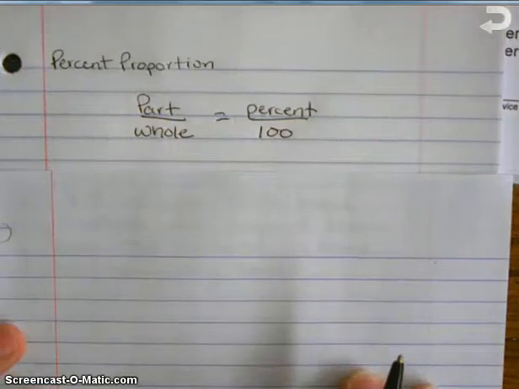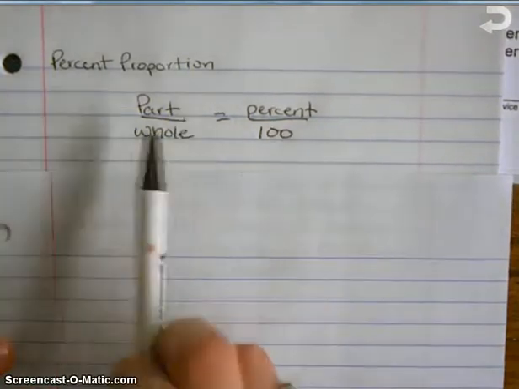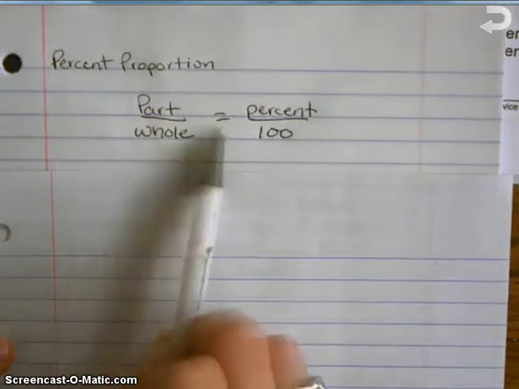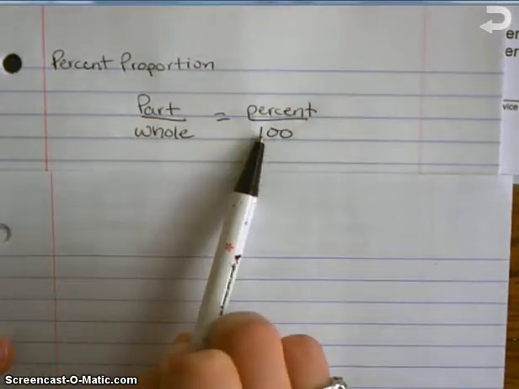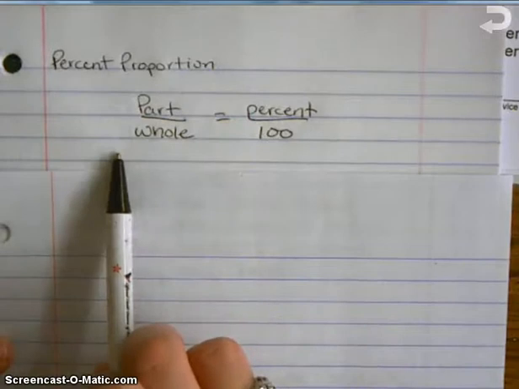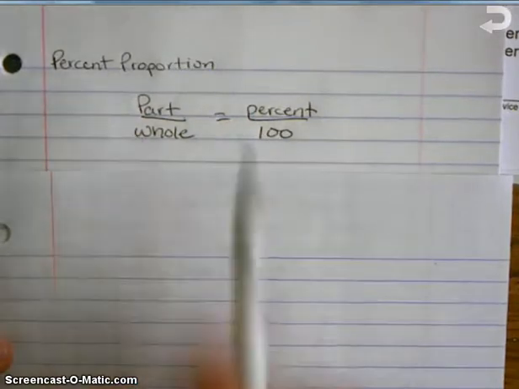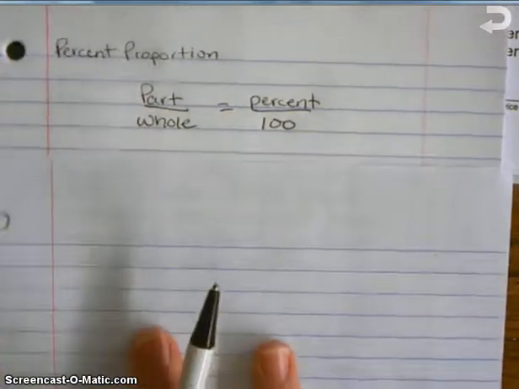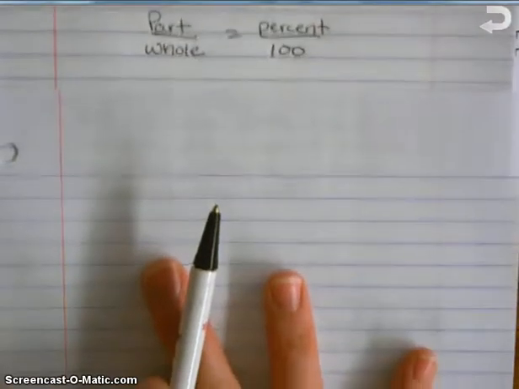Okay, today we're going to be talking about the percent proportion. When we do a percent proportion, we're going to set up the part over the whole and set it equal to the percent over 100. This is known as the percent proportion formula, or an equation for a proportion. So we're going to look at a problem and try to set it up using this formula.